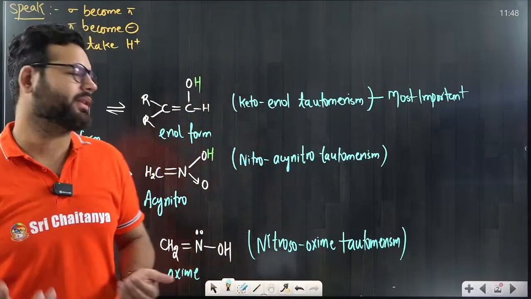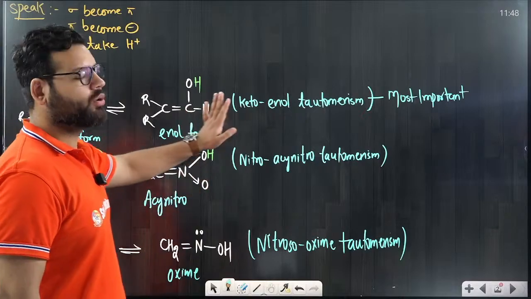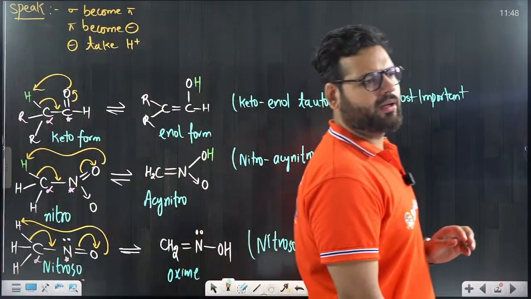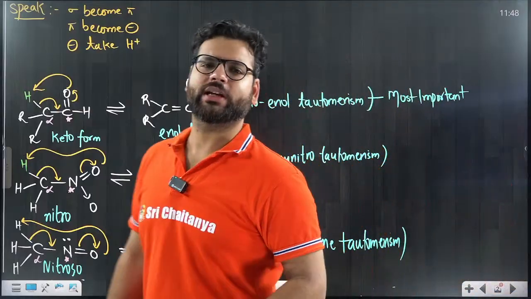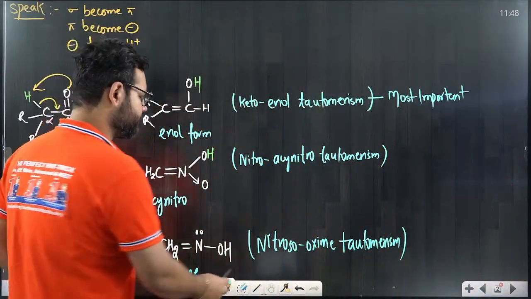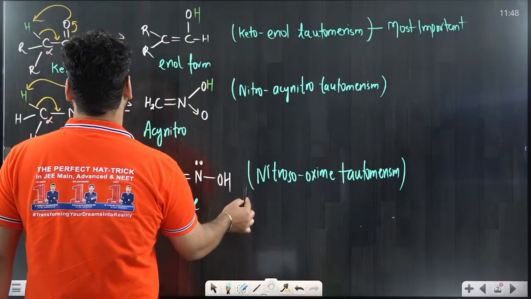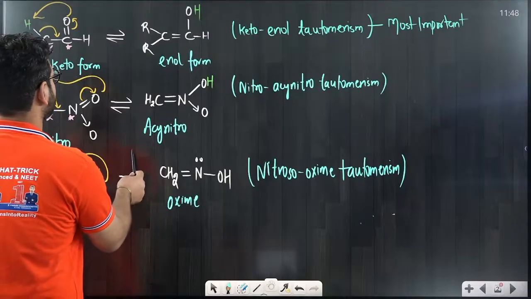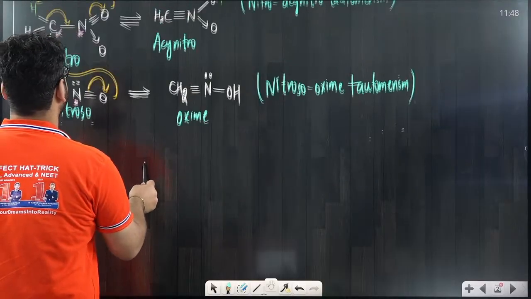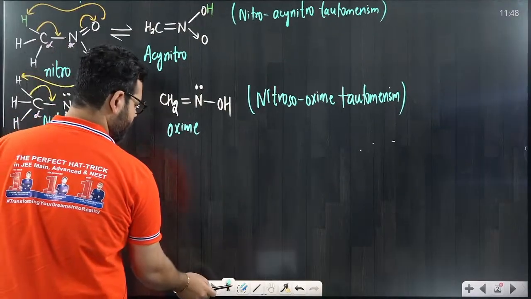Like this, many more can be there. Three examples I have given you. Only keto-enol tautomerism is the one which can be asked in the exam. I hope it is clear. So we'll write the condition for keto-enol tautomerism. Write down.